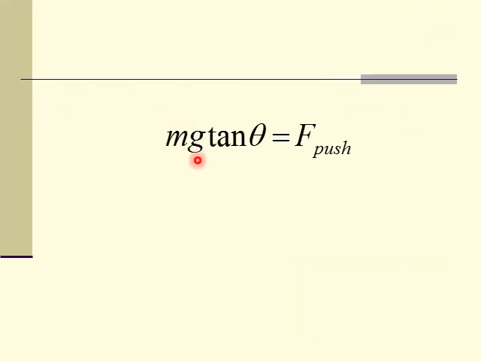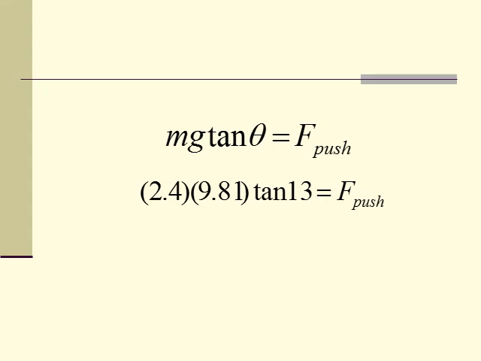So weight, as we said, is equal to mass times gravitational field strength. So mg times tan theta equals push force. Plug in my values, and I get a total answer of 5.44 newtons. Now I want you to remember that number.